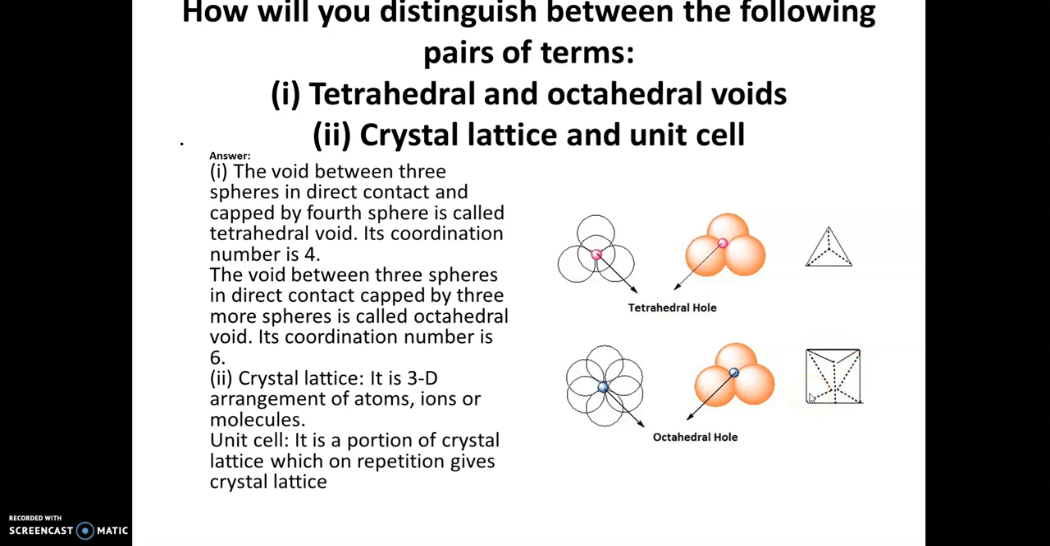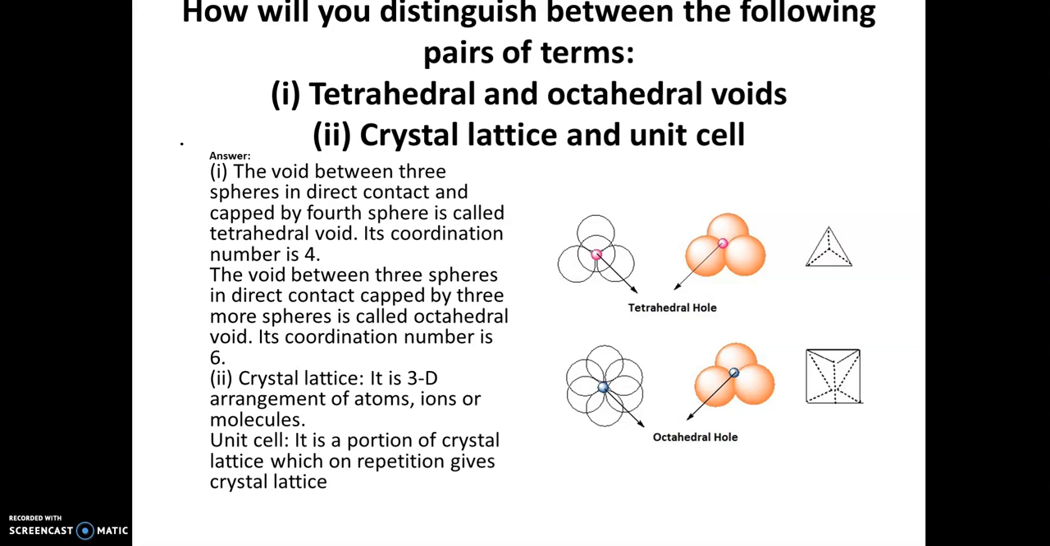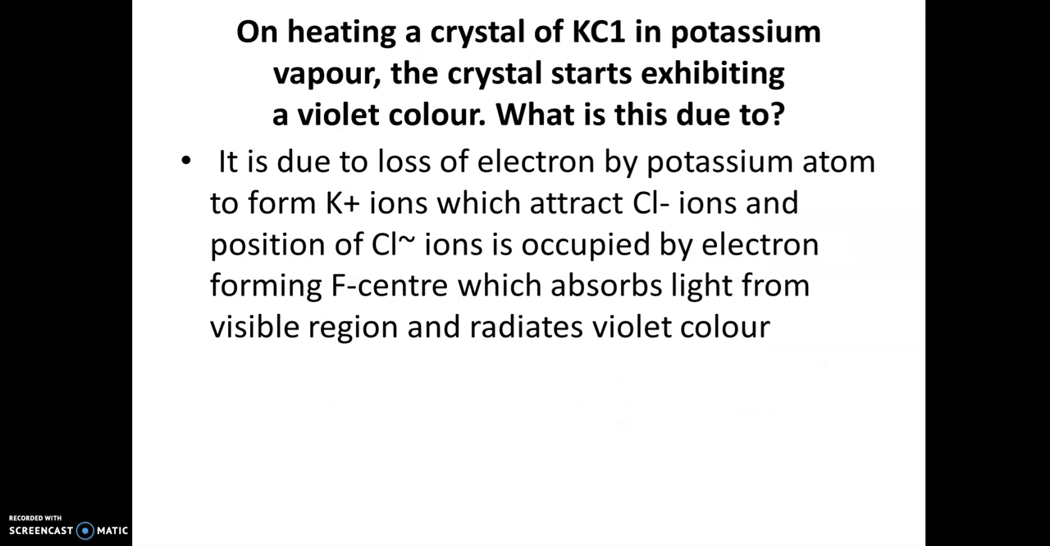Then, what is a crystal lattice and a unit cell? A crystal lattice is a 3D arrangement of atoms, ions or molecules. A unit cell is a portion of the crystal lattice. Such things you have to keep in mind while explaining the unit cell. The different types of unit cells, all those things you also have to study.